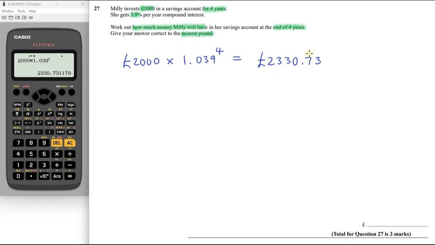And remember, this is the amount of money in her savings account, which is what it's asking for. If it said work out the amount of interest that Millie receives, we would need to take away the original investment from the amount here. But it's not. It's just how much money is in the account. So we need to write our answer to the nearest pound. So it's going to be £2,331 because we're going to round up.